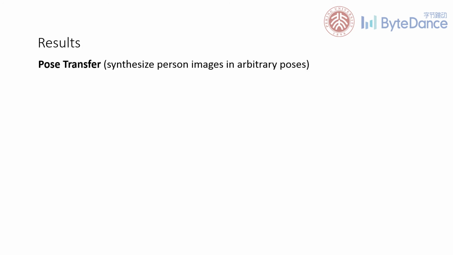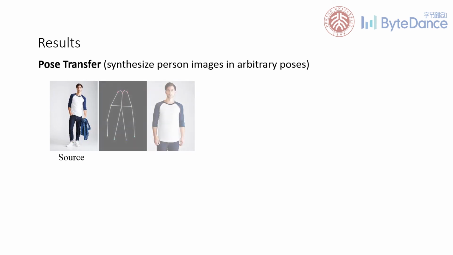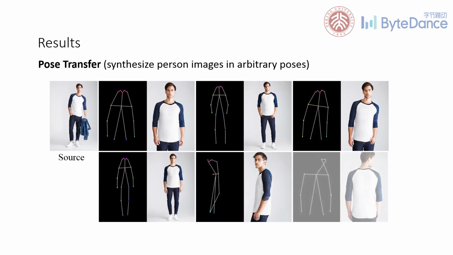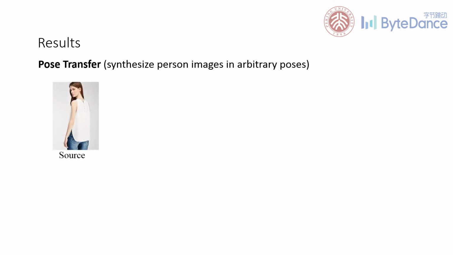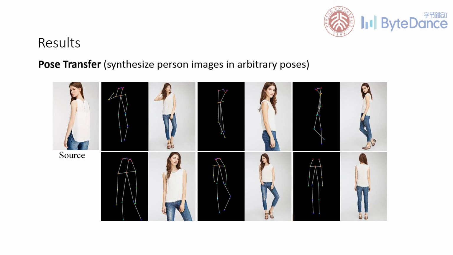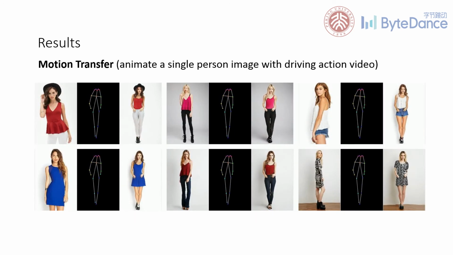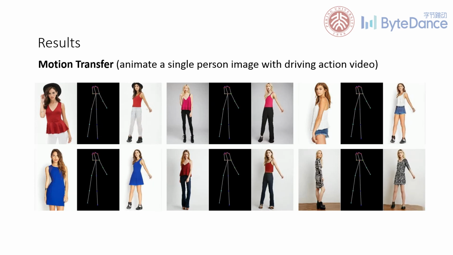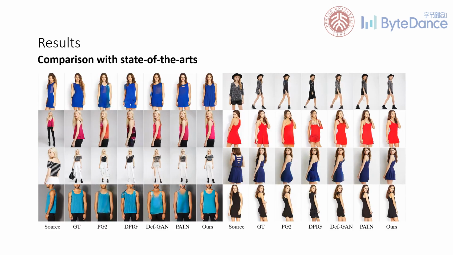Here are some results of our method. For pose transfer, given a source person image, we can reconstruct it in arbitrary poses. Even the target poses are drastically different from the source in scale, viewpoints, and so on. With continuous action sequences, we can animate the source person with desired motions. Compared with state-of-the-art pose transfer methods, we can produce more realistic results in both global structures and detailed textures.